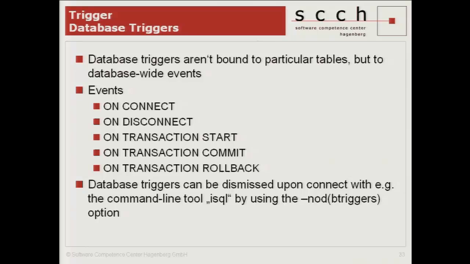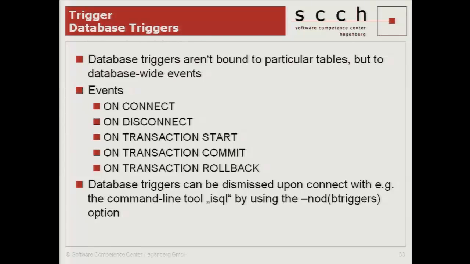Well, database triggers are new since Firebird 2.1. Basically, they aren't bound to particular tables, but to database-wide events. The events supported are onConnect, onDisconnect, onTransaction start, commit, rollback. I think Holger mentioned an example where his download center was pretty bad with respect to performance because he used to create an onTransaction commit trigger doing some stuff in there. So while they are very powerful, they might be called a lot.